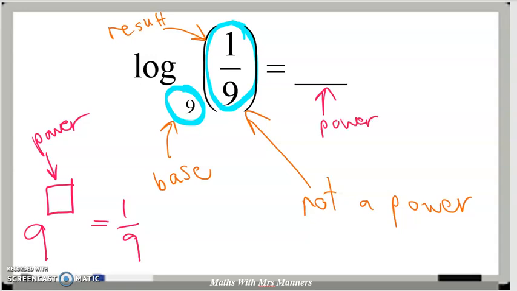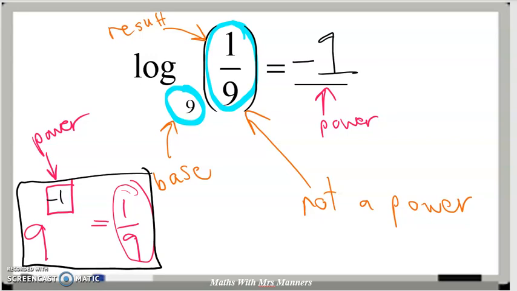Do you know what power we raise 9 to get 1/9? Hopefully you can remember what power that changes a number into its reciprocal is -1. And so the answer to this expression is -1. This way of writing it is called exponential form. So exponential form is probably the form that we're used to, where you have a base and it gets raised to a power and then it is equal to a result. And logarithmic form changes that around a little bit, where we now have the base and the result together, and on the other side we have the power. I hope this makes sense. Re-watch parts of the video if you need to.